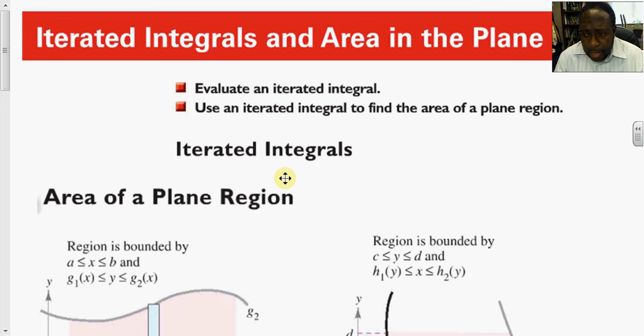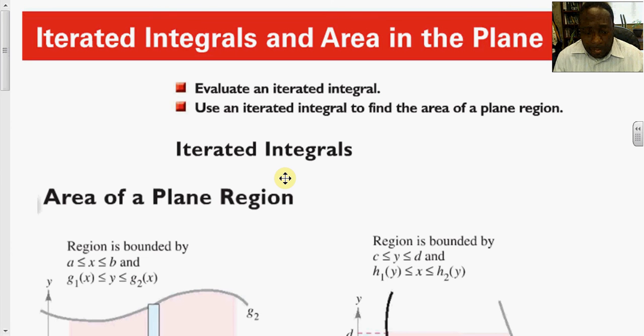Iterated integrals and area in the plane. In the previous chapters, we have discussed taking the derivatives, the concept of the derivative with respect to functions of several variables. Now we focus our attention on the integral in the same fashion.